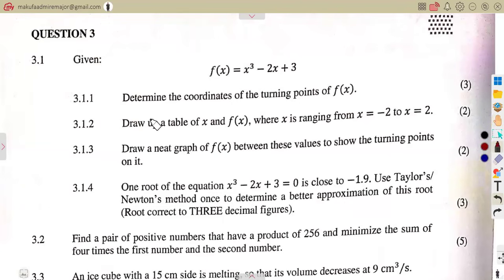All right, so question 3, you're given 3.1, f of x. So there we are given f of x as 3.31. Determine the coordinates of the turning points of f. Okay, so remember, for the coordinates of the turning point, the first derivative must be equal to 0. Our f of x is given as x cubed minus 2x plus 3.